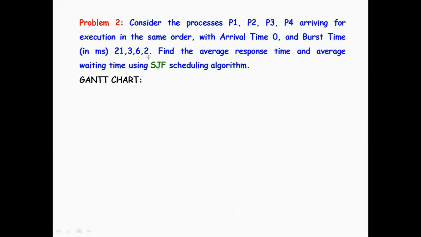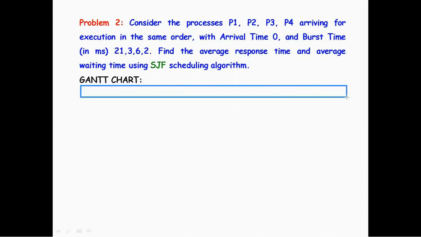As said earlier, the process that has the least burst time will be scheduled first. So in the given problem, P4 has the least burst time. It has only 2 milliseconds. So it will be scheduled first. Then P2 has the least burst time, 3 milliseconds. So after P4, P2 will be scheduled for execution. Then P3 will be scheduled. And finally, P1 will be scheduled. So the order of execution will be P4, P2, P3 and P1.